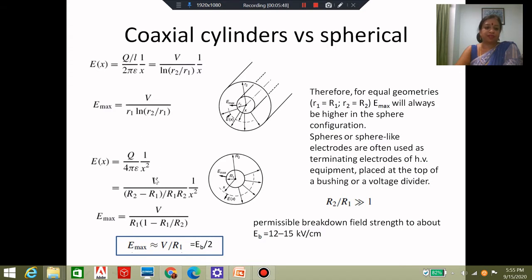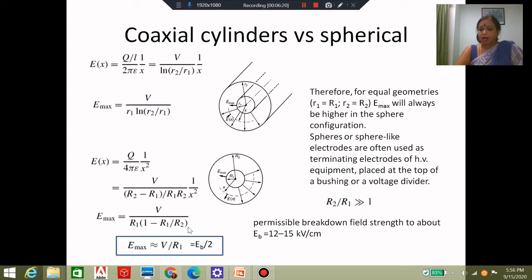This can be expressed as Ex is equal to V by (R2 minus R1), that's the gap distance, divided by R1 R2, into 1 by x square. Again, this value will be maximum at the surface of the inner sphere. So when x is equal to capital R1, that gives me an expression for the maximum value of the electric stress for a spherical configuration: V divided by R1 into (1 minus R1 by R2).